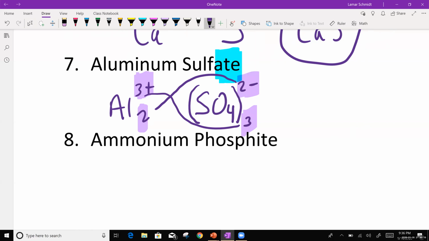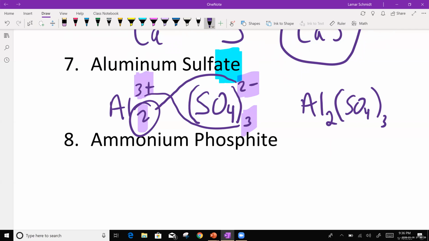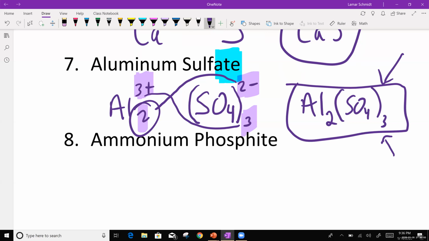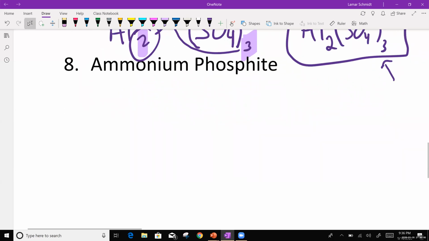So we rewrite this Al2, because that's what we show in here. And then we have to have a parentheses, SO4, 3. And that's got to be a parentheses because we have more than one sulfate ion. We have 3 of them. If there's only one, we don't need the parentheses, but we have 3, so we have to have the parentheses. So what you should have got is that. All right, now take some time to pause and do this last one.